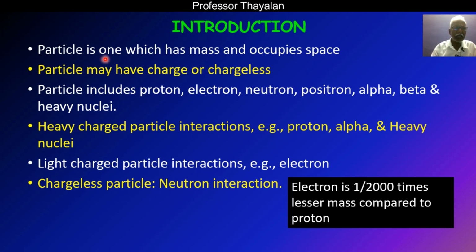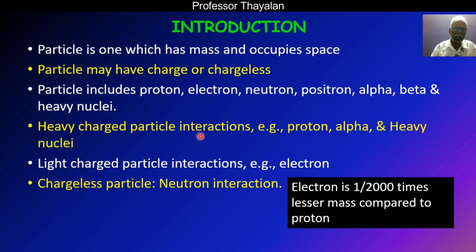First of all, we see what is a particle. A particle is one which has mass and occupies space. The particle may have charge or not have charge. The particle includes proton, electron, neutron, positron, alpha particle, beta particle, and heavy nuclei. In general, we can call them heavy charged particle, light charged particle, and chargeless particle.